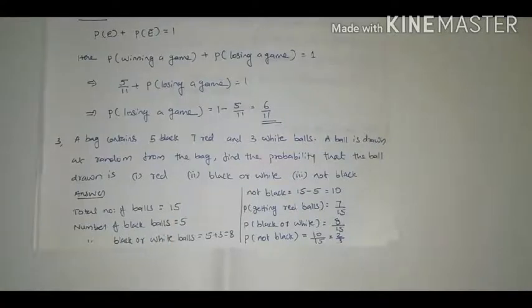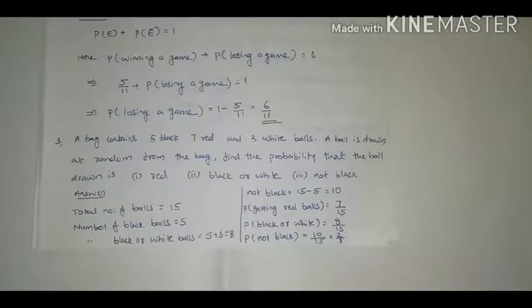Then here we can see 5 black balls, 7 red balls and 3 white balls. If you consider black or white balls, what should be the number of black or white balls? Total 5 black balls are there, and 3 white balls are there. So altogether 5 plus 3, 8 black or white balls are there. Then a total of 15 balls are there. Among them 5 are black. If you consider not black, it should be 15 minus 5, that is equal to 10. That is, 10 balls are not black.